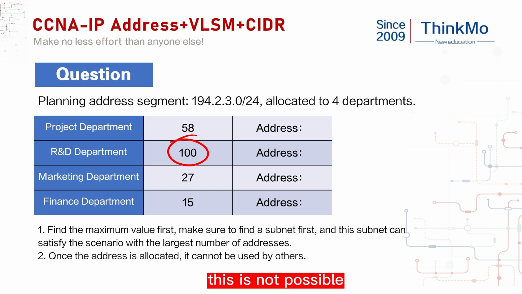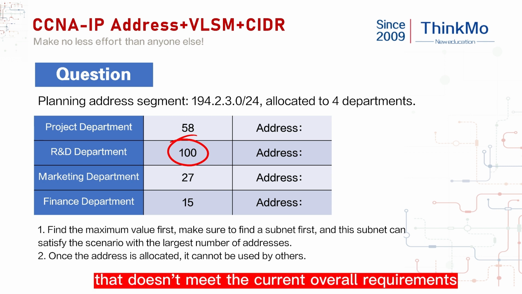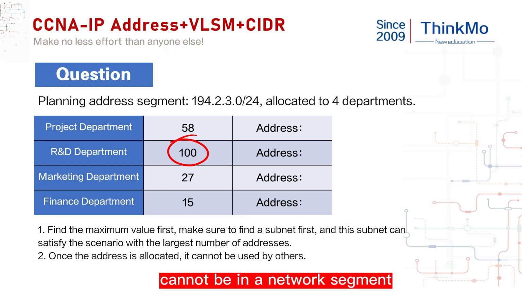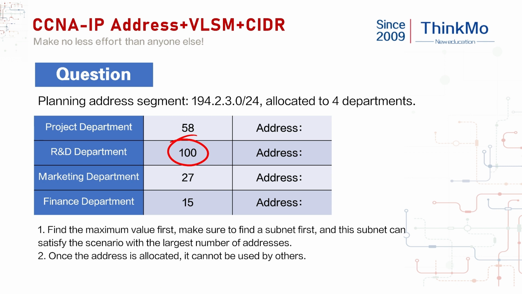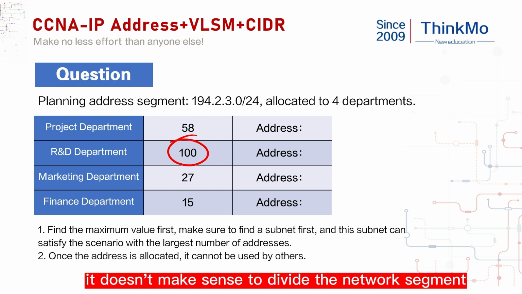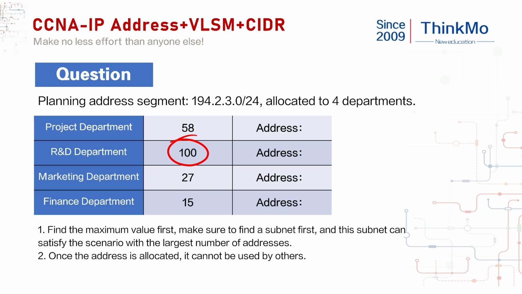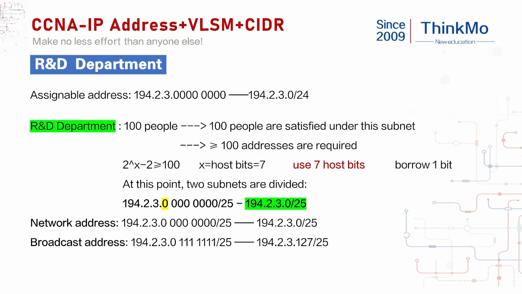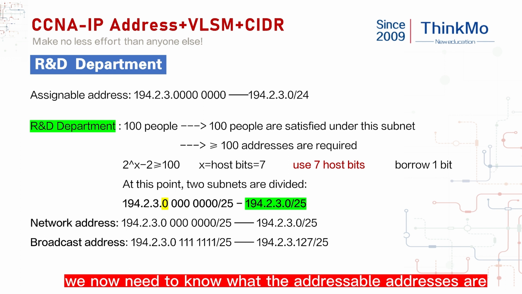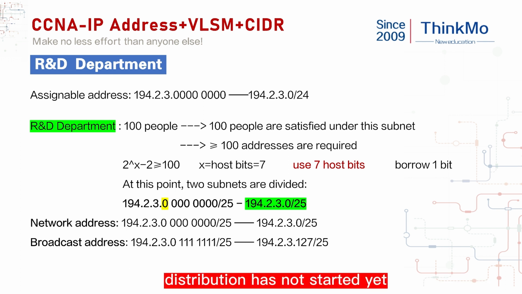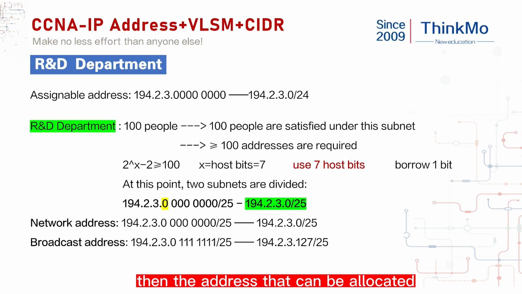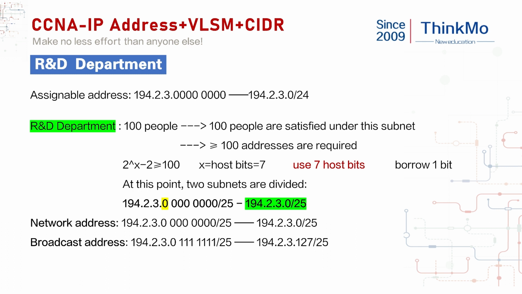This is not possible for us in the project, as it doesn't meet the overall requirements. Cannot be in a network segment. If there are a few addresses left in the network segment, I can still use it for you, but it doesn't make sense to divide the network segment. So once the address is assigned, it can no longer be used by others. So let's solve this problem now. We now need to know what the allocatable addresses are. Distribution has not started yet, so the address that can be allocated must be the most.